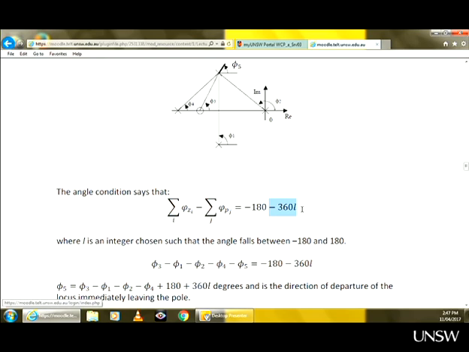Okay, so back to this. The sum of all angles formed with the zeros, that's phi 3. So phi 3, minus all angles formed with poles, phi 1. So minus phi 1, minus phi 2, which is this angle here, minus phi 4, which is this angle here, and minus phi 5, which is the angle of departure. So this angle is actually included. And all that equals minus 180 plus this correction.